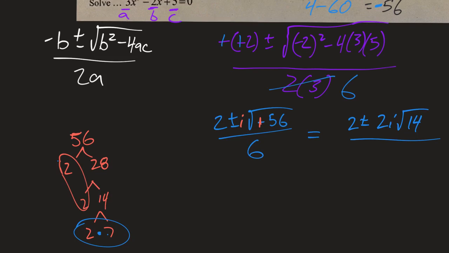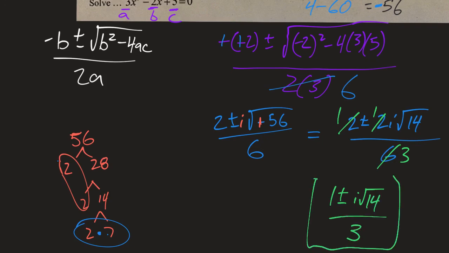Over 6 still. Finally, let's reduce this down into something a little bit manageable. I'm going to divide all of these by 2. And my final answer: 1 plus or minus i root 14, over 3. Okay, again, we could split it up into different fractions, but this is good.